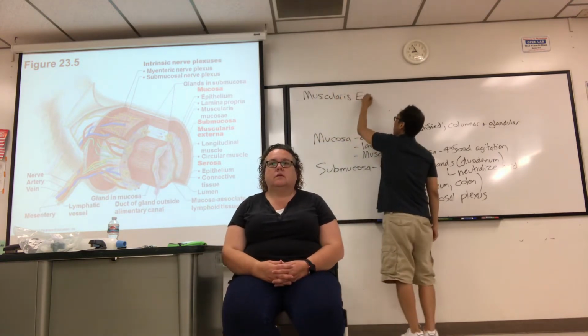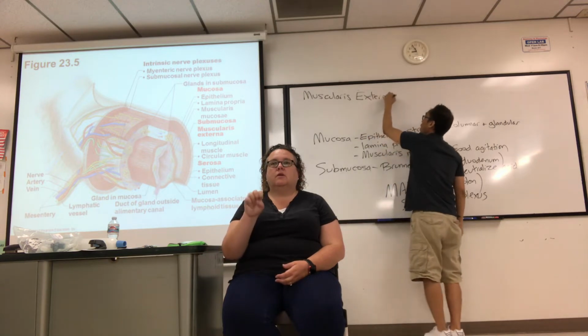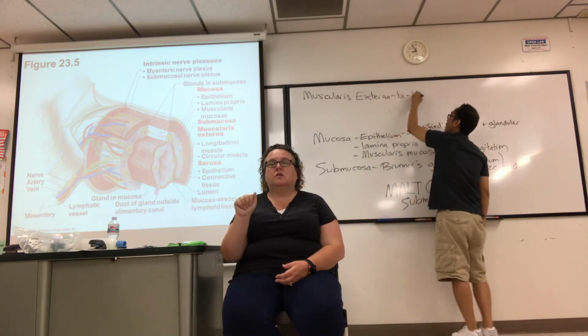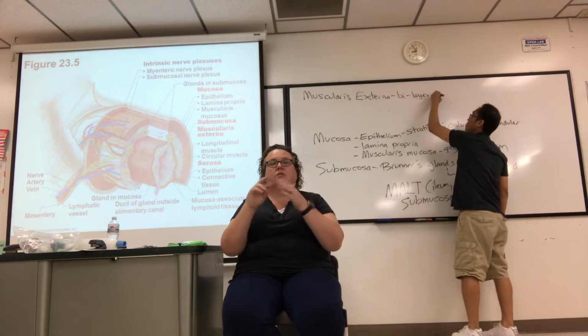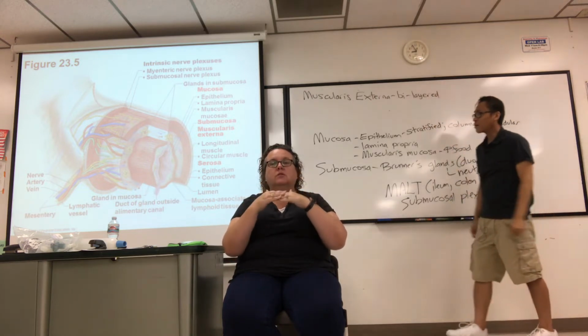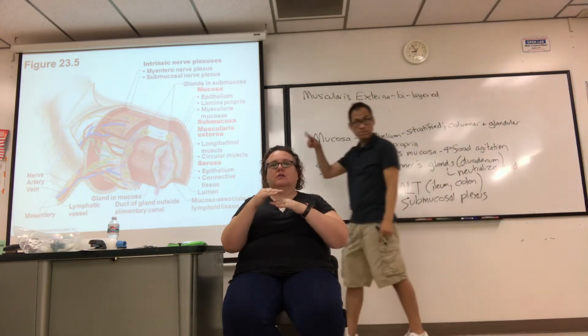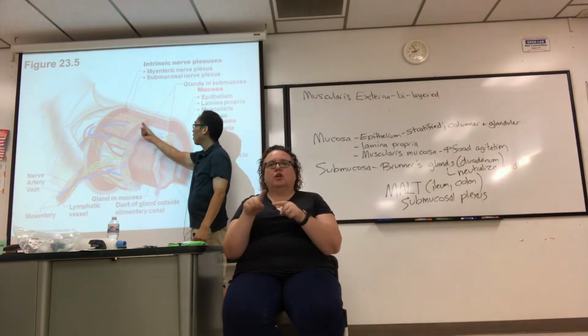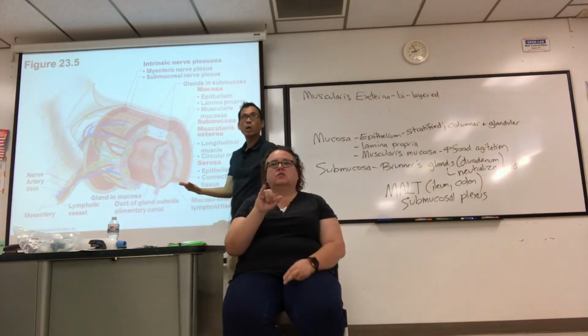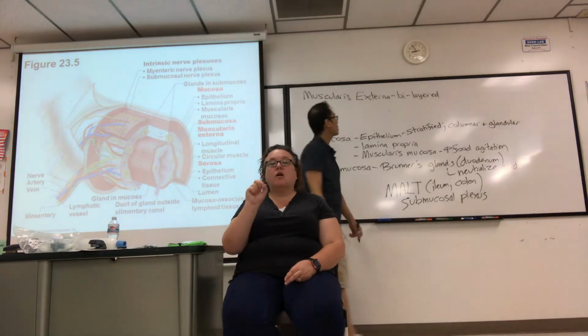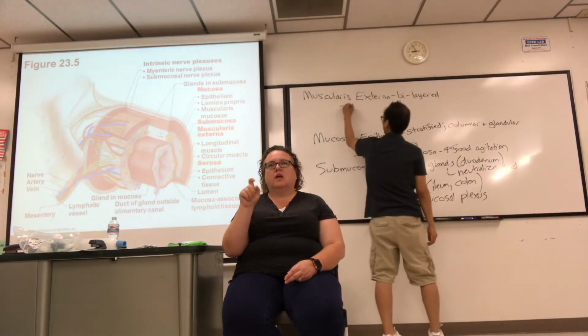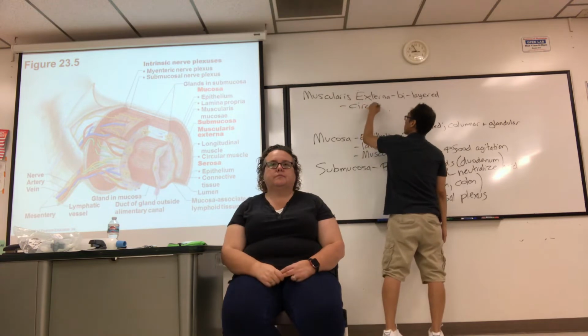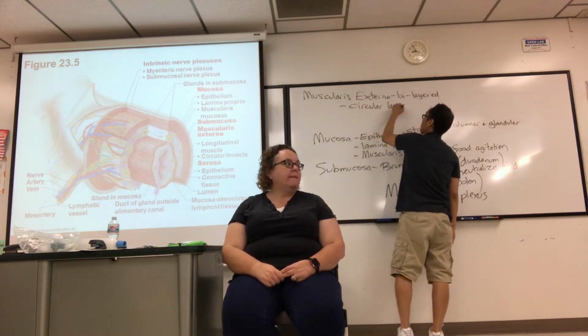Muscularis externa is bilayered. It has 2 layers. The inner layer, the smooth muscles, are arranged circular. So call it a circular layer of muscularis externa. I'll just list it under here and call it circular layer.